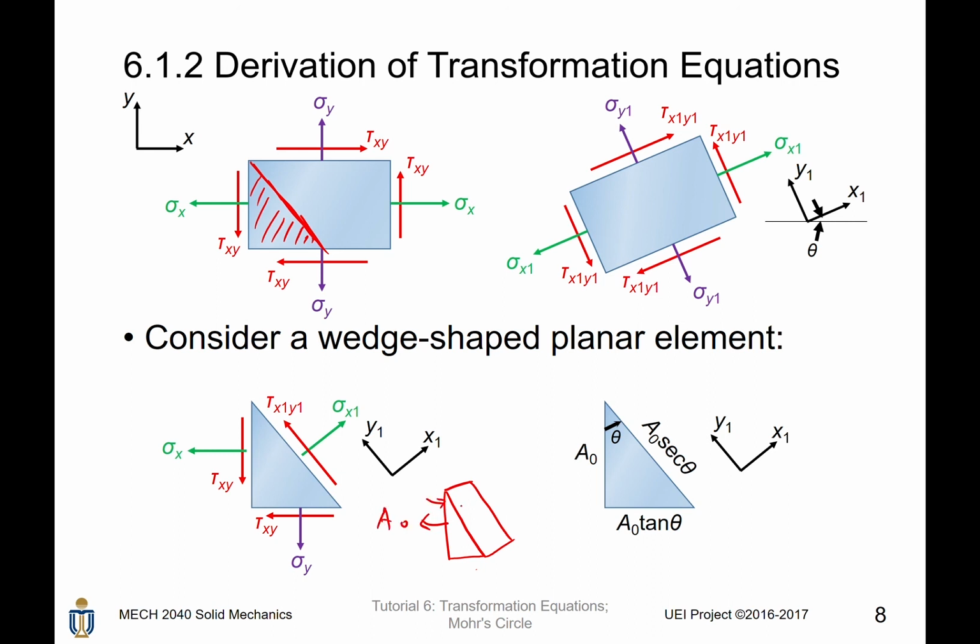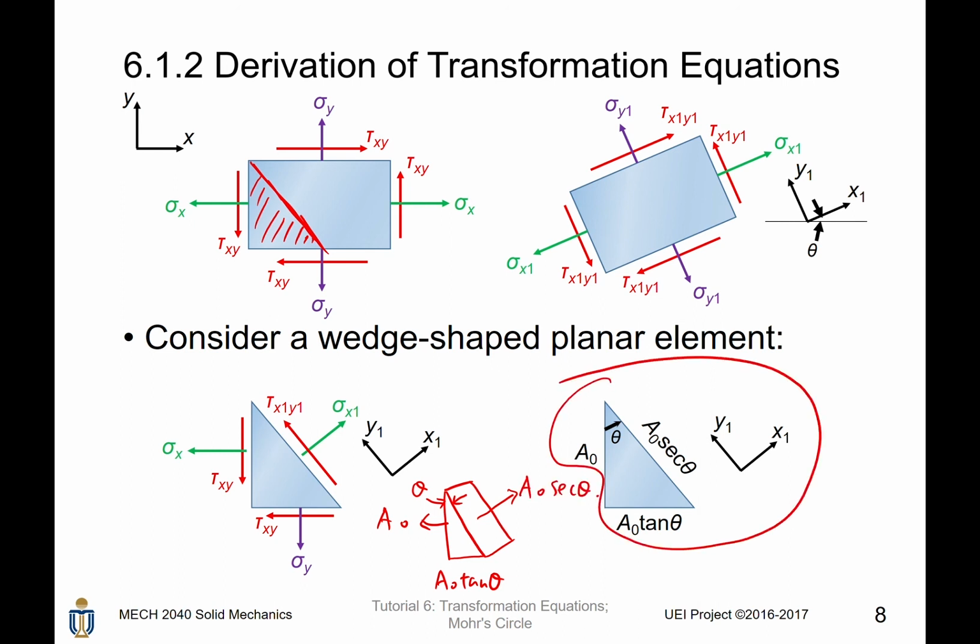We define this angle to be theta. Then the area of this side will become A0 tangent theta. And consequently, for the area lying on the hypotenuse, it will become A0 secant theta. So it is exactly shown here, but it is shown in 2D form, so I try to sketch the 3D form to help you understand.